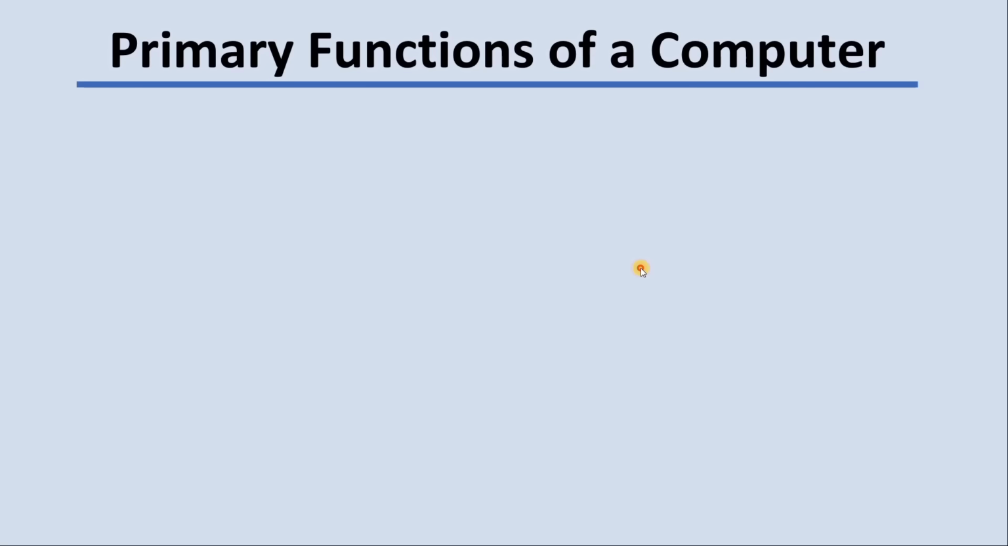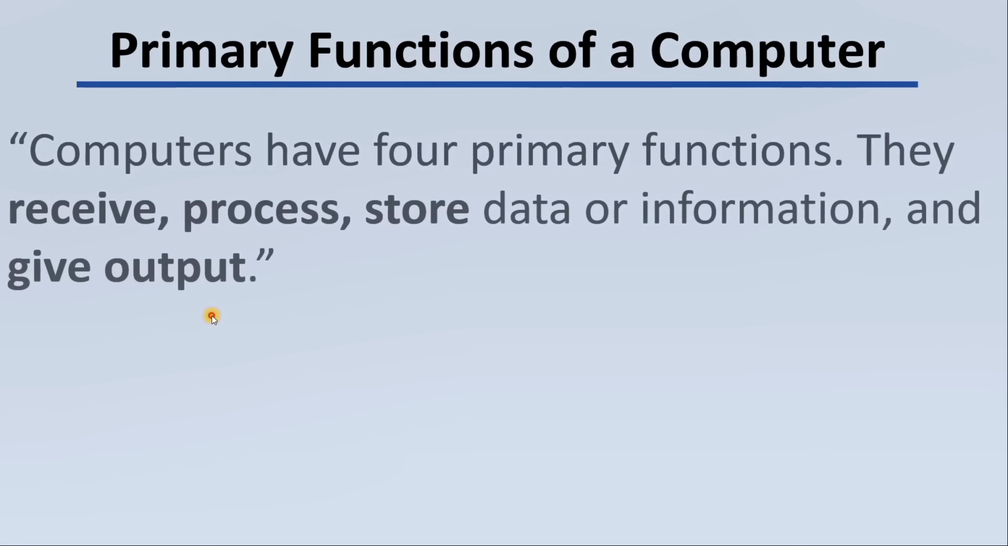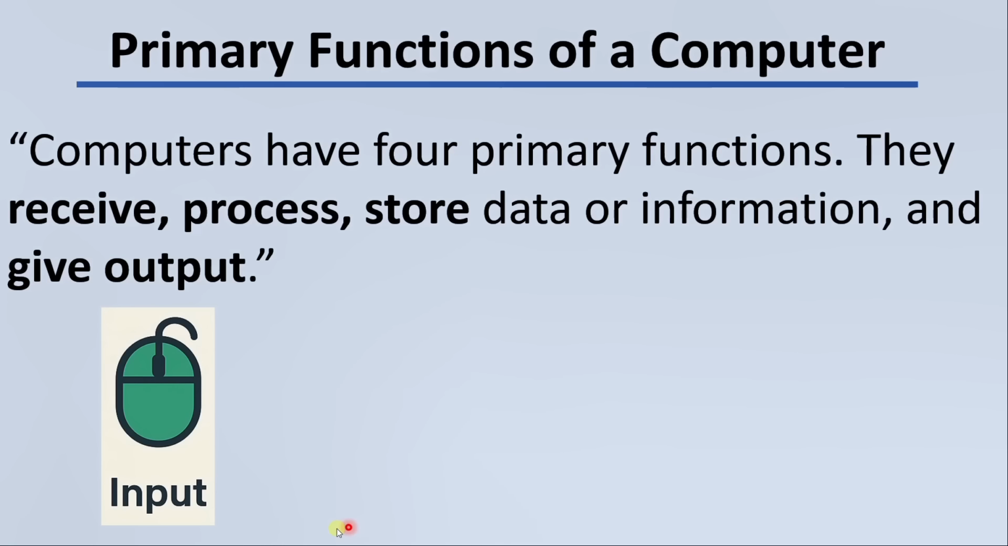Let's break down what a computer does. Computers have four primary functions. Hope you remember this. They receive data or information. They process the data or information received. They can store data or information, and then they give output. Now, let's go deeper. Let's start with input. This is where it all begins. We give the computer data or instructions. It's like typing on a keyboard or clicking with a mouse.